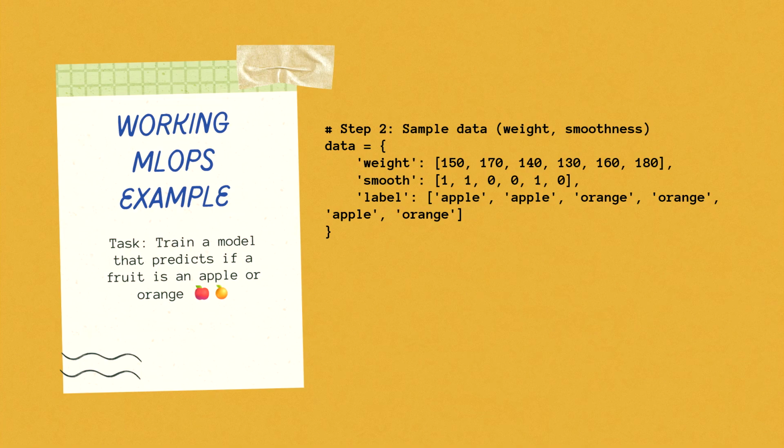Sample data. How do you collect the sample data? We have created it manually. So data is equal to, inside the brackets you add all the features: weight, smooth, and label. These are the weights. If the weight is 150 and smoothness is 1, it should be apple. 170, smoothness 1, apple. 140, smoothness 0, then the label is orange. 130, you can see lower weights tend to be orange, higher weights tend to be apple. Like that we have divided, and this is how you should write it in the form of code.